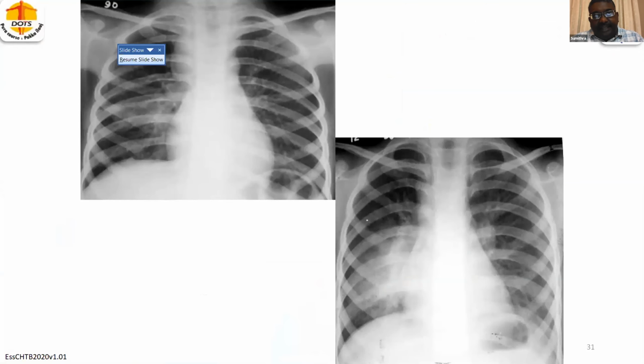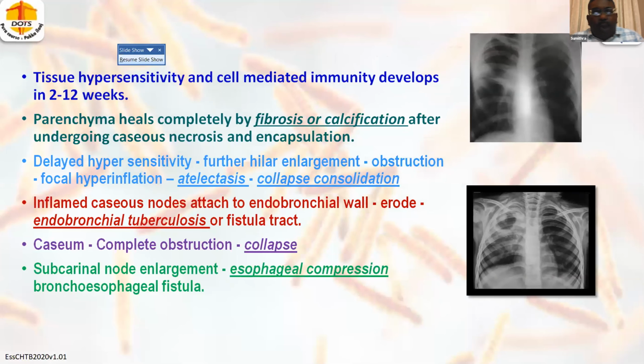This is also very easy. Right lower lobe zone hypolucency is there with the lymph node. The second X-ray also shows it, where the parenchymal involvement is more. This is the primary complex. Now, what happens in the primary complex?